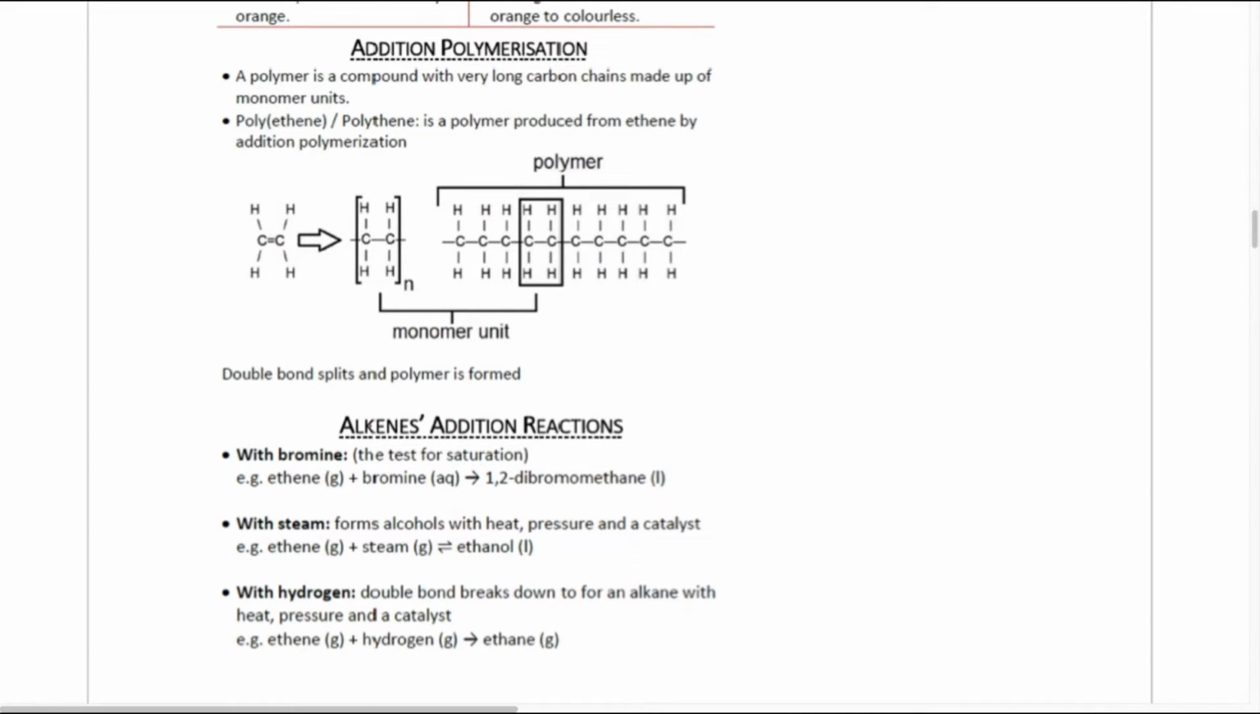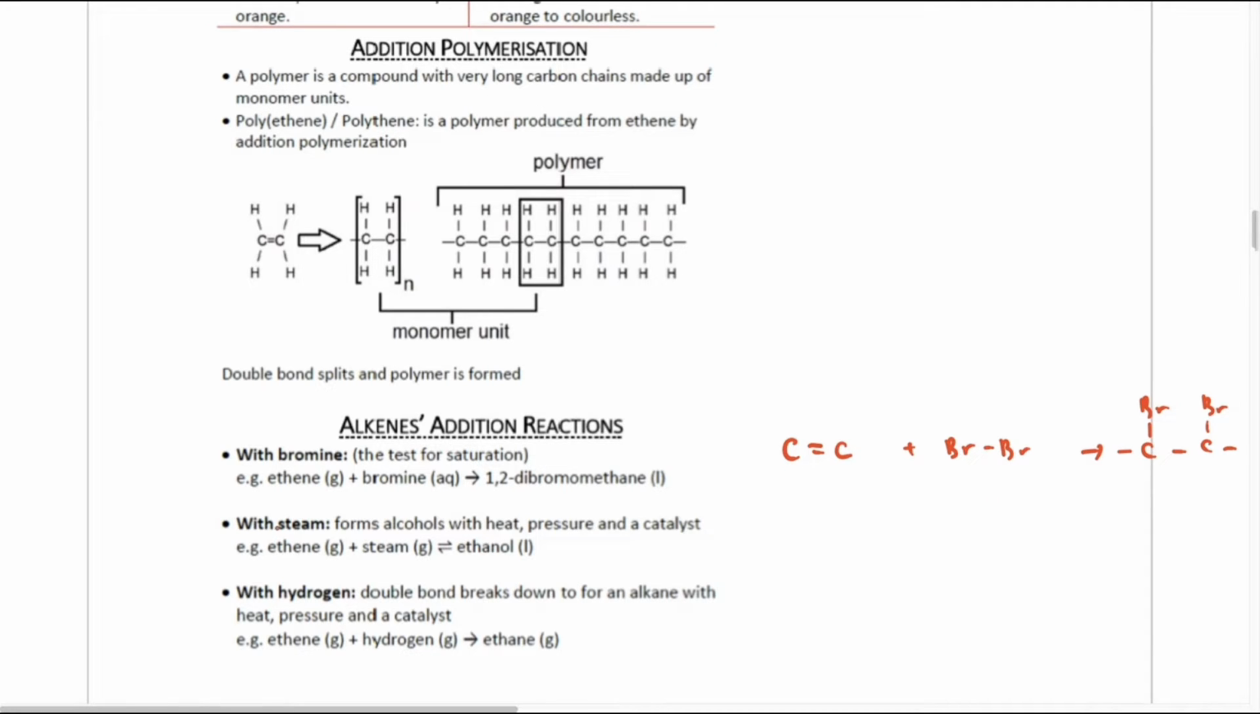Now we see addition reactions. Addition reactions means you add something to the double bond. So the first one, C=C double bond, you add bromine. Bromine is Br. So what happens is one Br comes to this carbon, another Br comes to this carbon. So you form CBr, CBr.